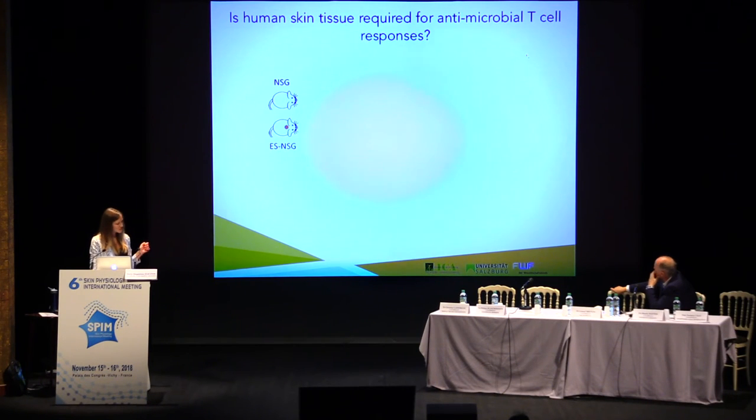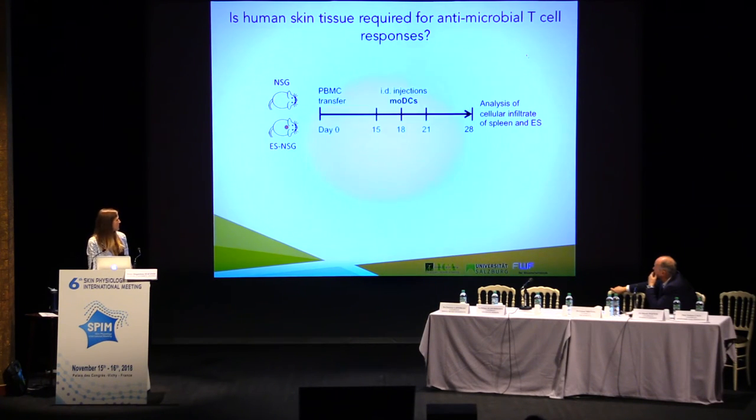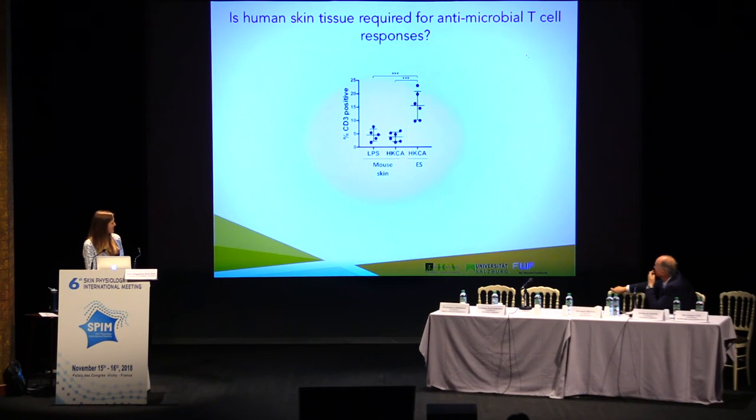So what we did was we used NSG mice that only received PBMC but no engineered skin. And as a comparison, the usual setup where we used engineered skin. And again, both of these mice received human leukocytes and Candida albicans injection. And what we found was surprising, or interesting. So in the engineered skin, we have a normal high T-cell number as we usually find when Candida is injected. But in the mouse skin, again, as before, numbers of T-cells are very low.